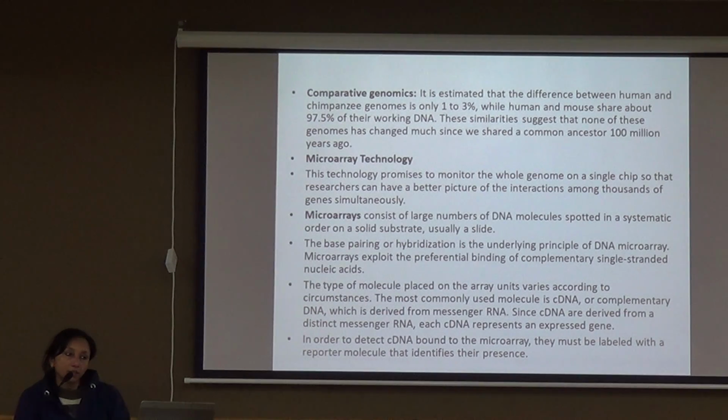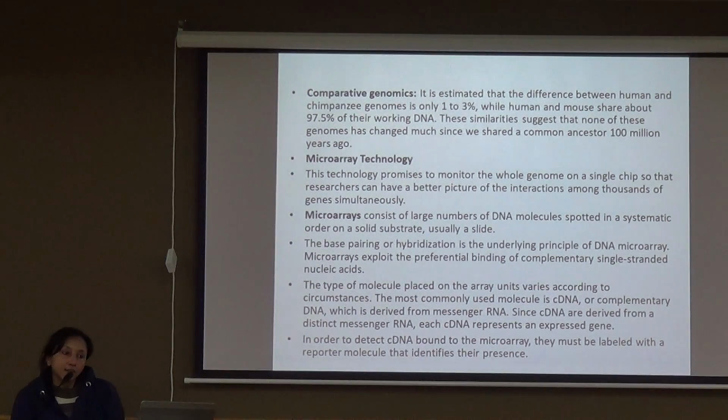Comparative genomics. Now when we study genomics, we can compare different organisms. We can compare different complement of DNA. We can compare different RNA present at different developmental stages, in different cells of the same body, in different organs of the same body. So comparative genomics, it is estimated that the difference between human and chimpanzee genome is only 1 to 3%, while human and mouse share about 97.5% of their working DNA.